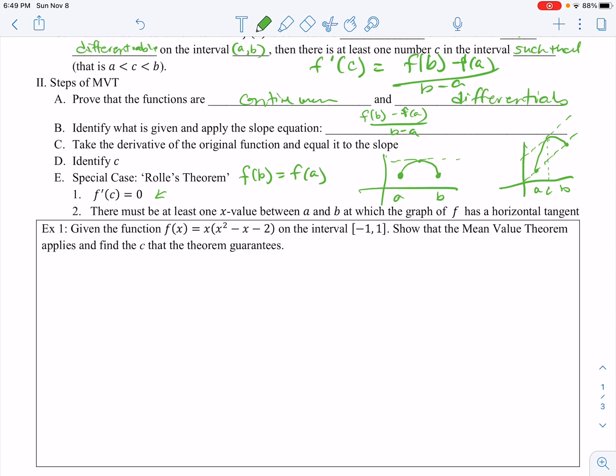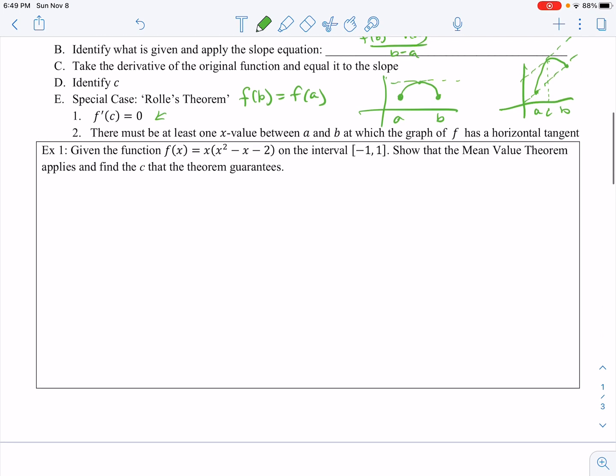Okay? Given the function x times x squared minus x minus 2 on the interval -1 to 1, show that the mean value theorem applies and find c. All right, this is a polynomial. Polynomials, by definition, are continuous, okay? So all you'd have to say is f of x is a polynomial, and you can find the derivative, so continuous and differentiable.